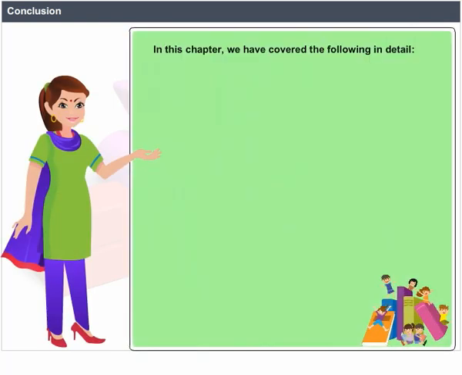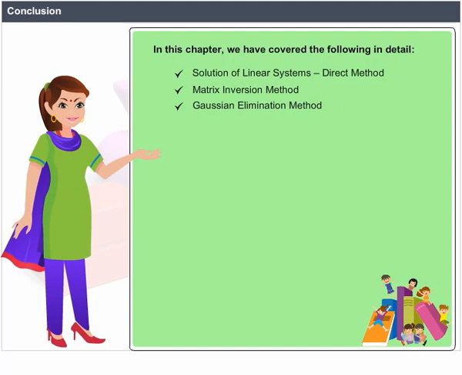Conclusion. In this chapter, we have covered the following in detail: solution of linear systems, direct methods, matrix inversion method, Gaussian elimination method, method of factorization, and iterative methods, the Gauss-Seidel method.